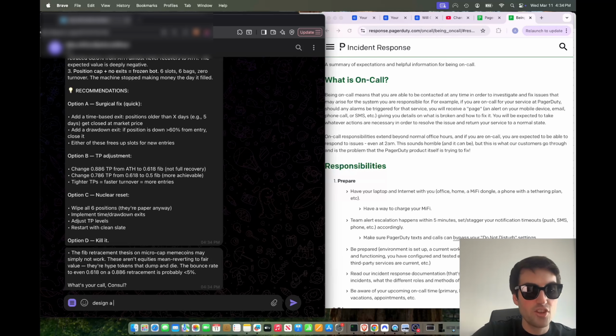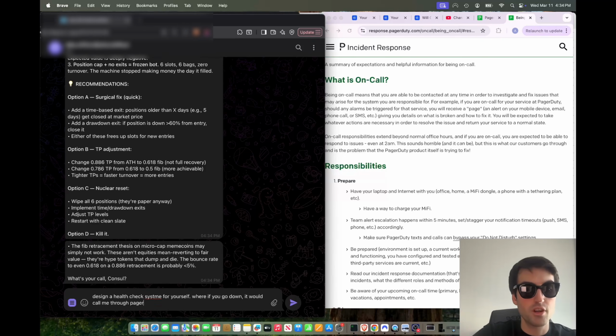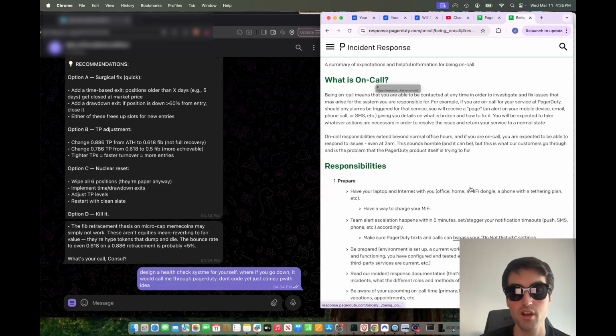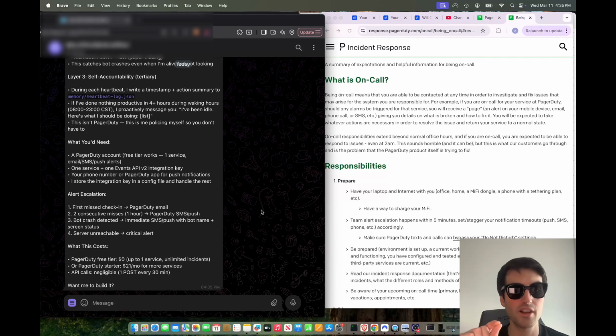So let's just do that right now. Design a health check system for yourself where if you go down, it would call me through PagerDuty. Don't code yet, just come up with ideas. The proper way would be to have OpenClaw do a request against something or save some data, just as a signal, like a health check, and then have another service, if that signal isn't there for that half-hour slot or 10-minute slot or hour slot, actually call you through PagerDuty or a similar service. But I'm curious to see what OpenClaw is going to say about itself.